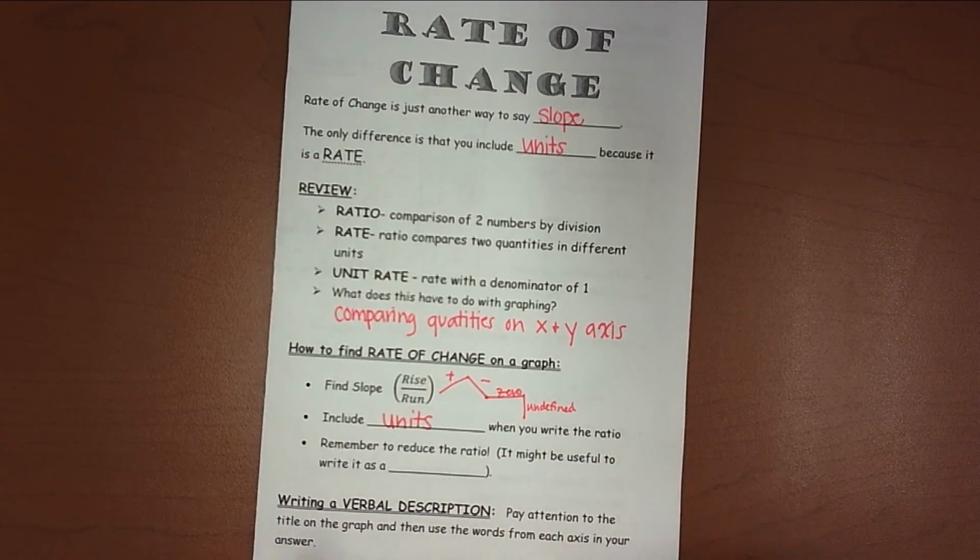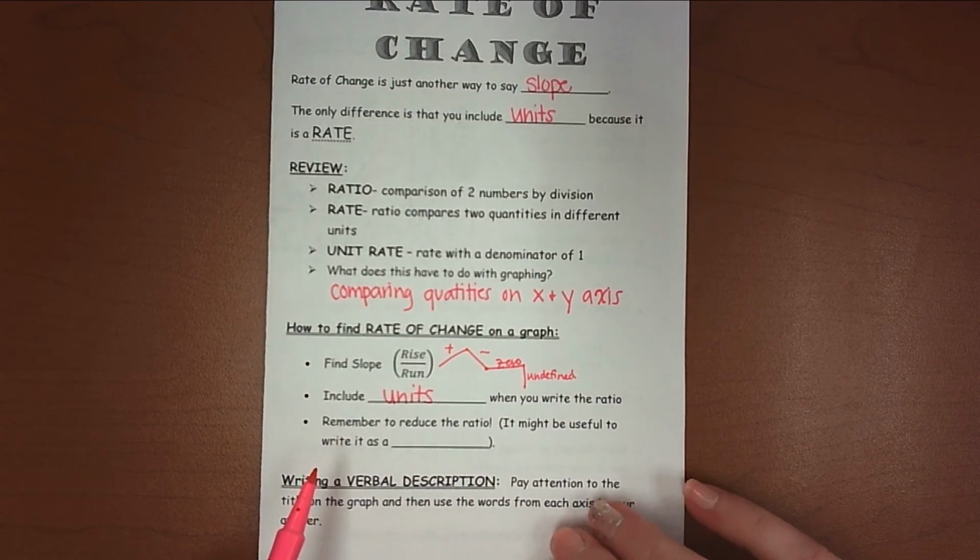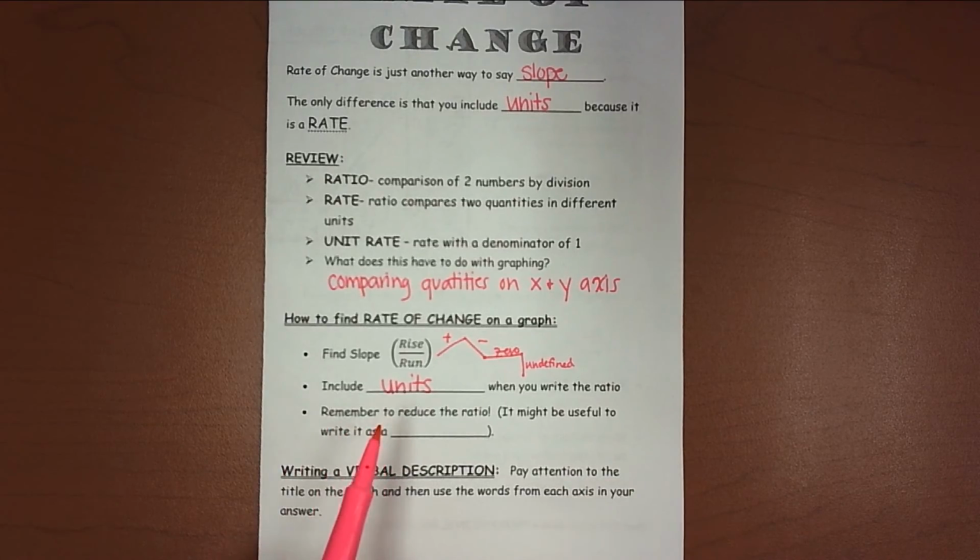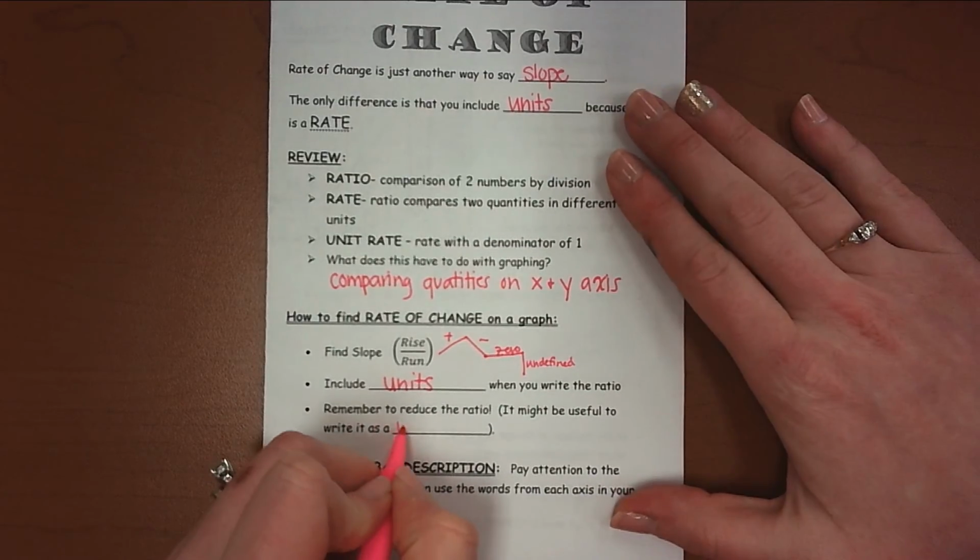And so we always include units when we write the ratio, and it's super important that we always remember to reduce the ratio. So it might be useful to write it as a unit rate.